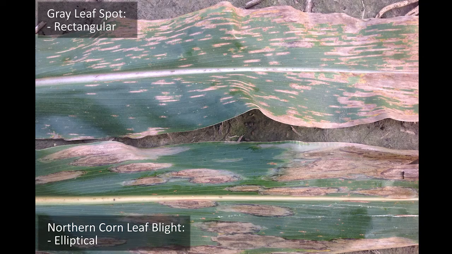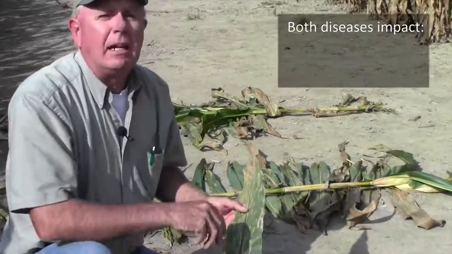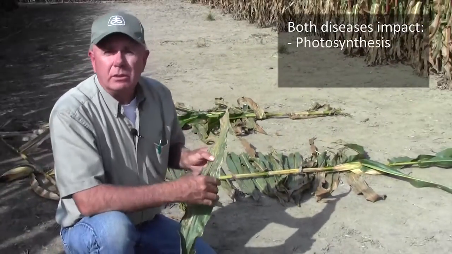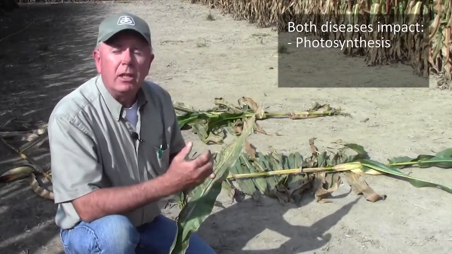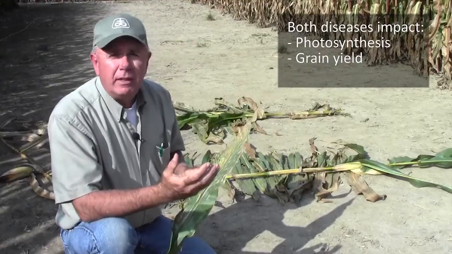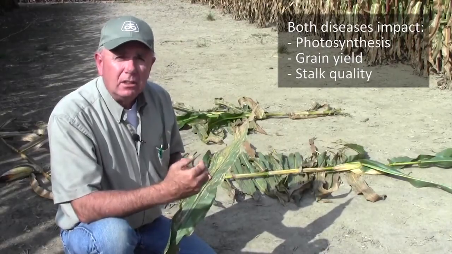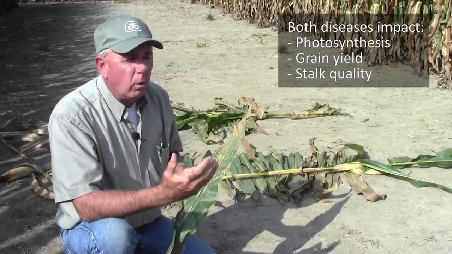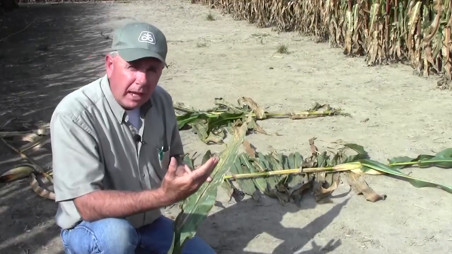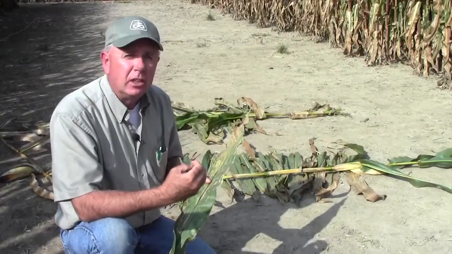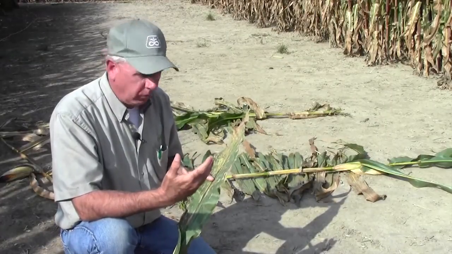Now, both diseases impact the crop by destroying the photosynthetic factory of the crop that's producing the grain yield. They can also have an impact with regards to stalk quality. So you have to be very careful, because if you don't curb this foliar disease, it can lead to the plant cannibalizing the sugars, leading to poor stalk quality in the fall.